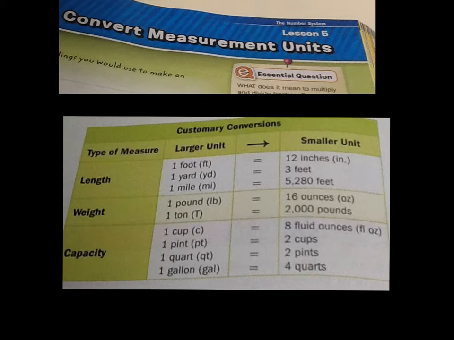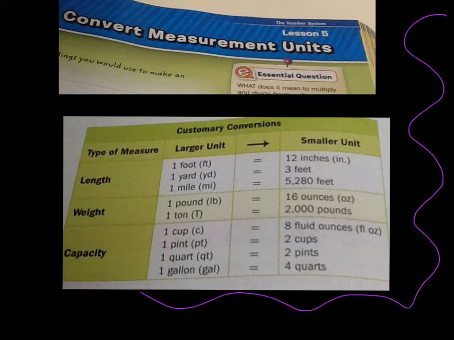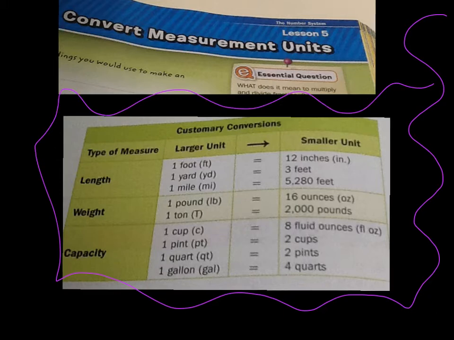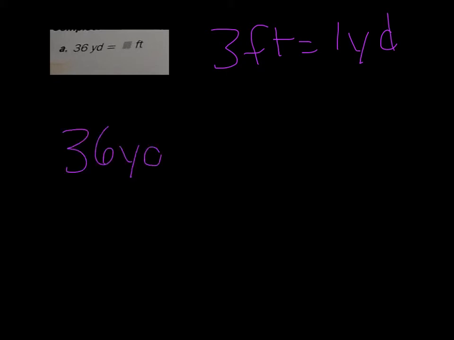Your code color for this chapter is purple. You can follow along with me on page 290. This is letter A. So we're converting yards to feet. So the first thing I want to do is know how many feet are in a yard. Well, if I go back to that customary conversion chart, I see that there's 3 feet in 1 yard. Okay, those are my abbreviations. So now I can set up this problem. I have 36 yards. Okay, equals how many feet?